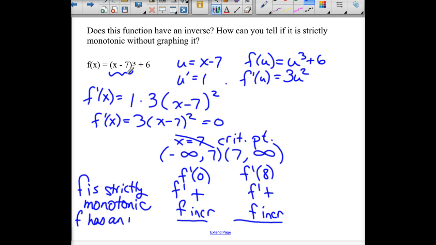Now that doesn't show you how to find the inverse, it just tells you if it has an inverse. That will be part of your homework. Does f have an inverse? Show it. Show that it has an inverse analytically by taking the derivative and showing that that derivative is always positive or always negative.